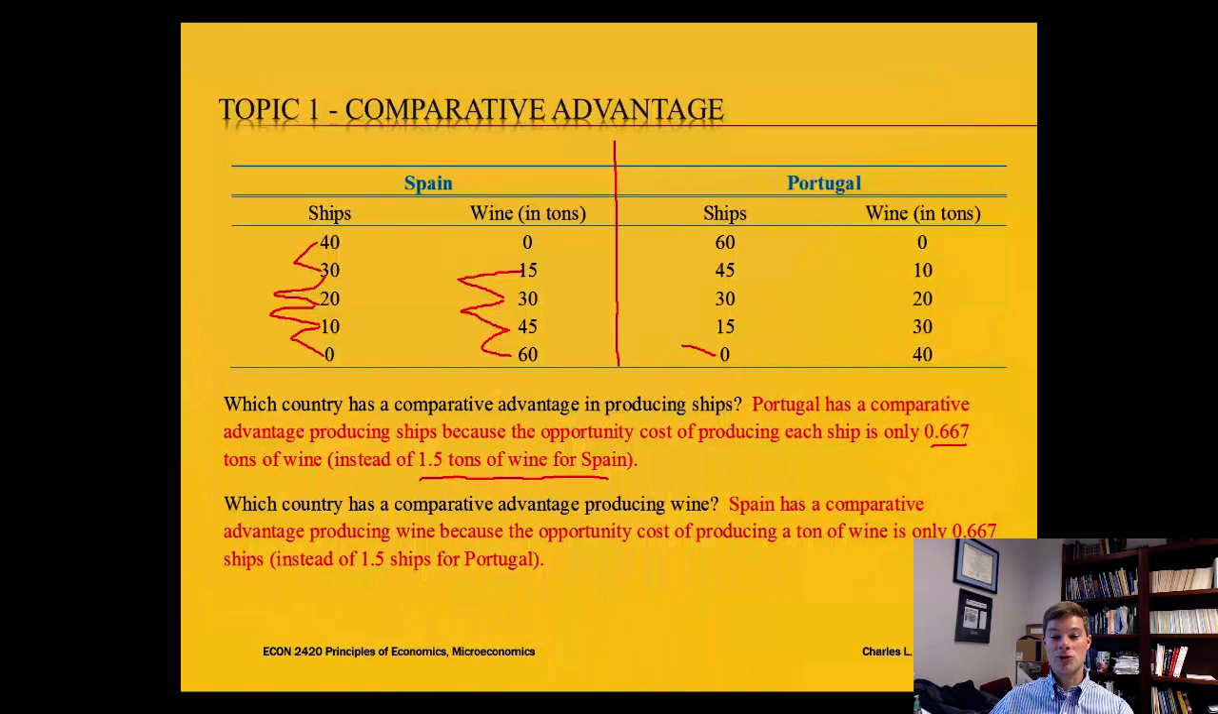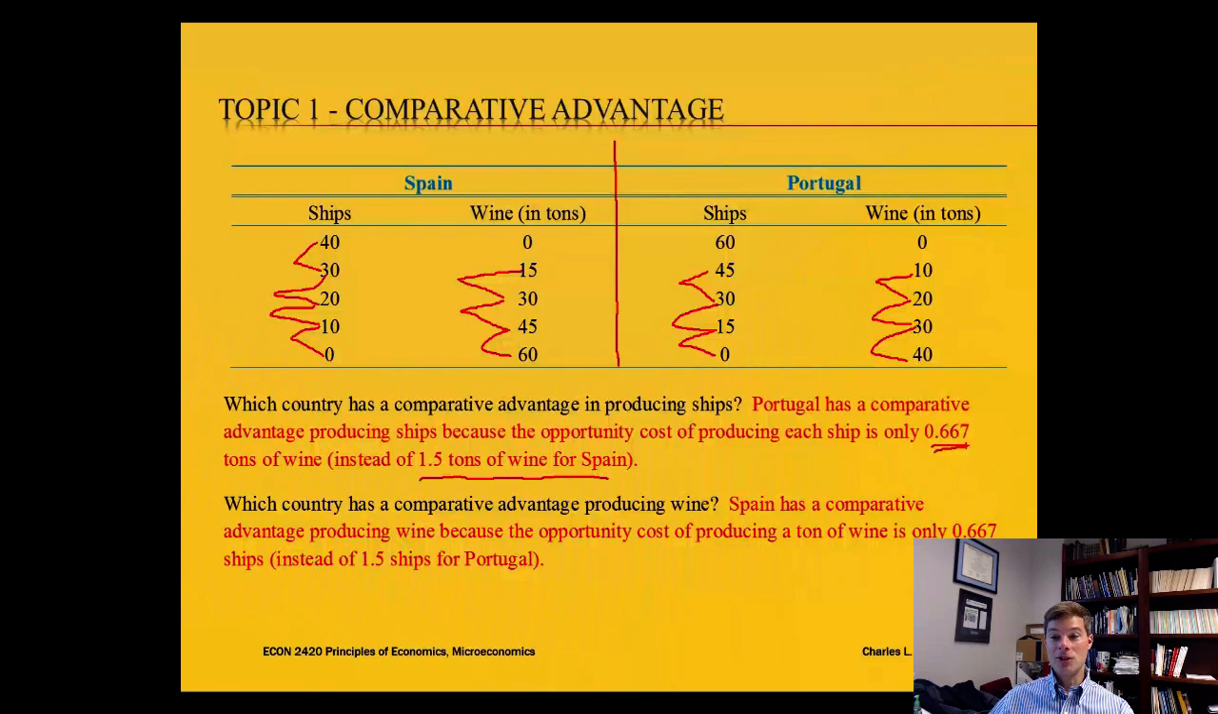Now let's look at the opportunity cost of producing a ship for Portugal. If Portugal produces 15 ships, it will have to give up 10 tons of wine. If Portugal goes from 15 ships to 30 ships, then it will have to give up, again, 10 tons of wine. So for every 15 ships that Portugal produces, it will have to give up 10 tons of wine. For every one ship that Portugal produces, it will have to give up 2/3 of a ton of wine.